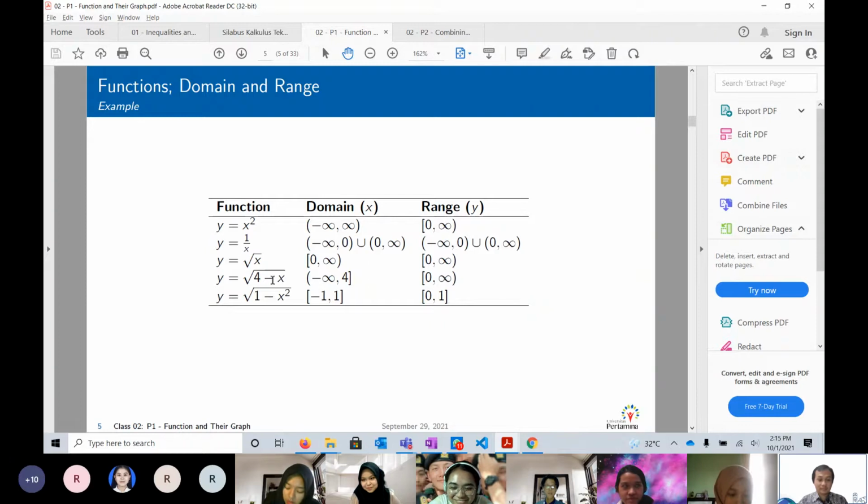Dan di domainnya kan ditulis min infinite, itu bacanya gimana ya? Min infinite sampai 4 ya, atau dan 4? Minus infinite to 4, yes. That's why the domain only cuma sampai 4, karena kalau 4 kurang 4, akar 0, dan akar 0 itu masih termasuk di dalam range-nya. Ya, karena kurungnya gitu. That's all, sir.